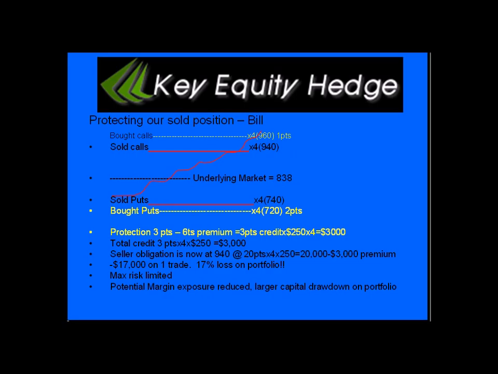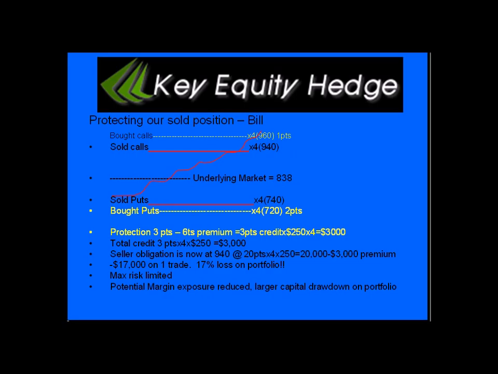Now, Bill's done really well. He's been obviously trading this strategy for about 6 months. He's accumulated around about $18,000. So he's still up. He's still up $1,000, but obviously 6 months of trading has been wiped out. He's wiped out all of his profit over 6 months.